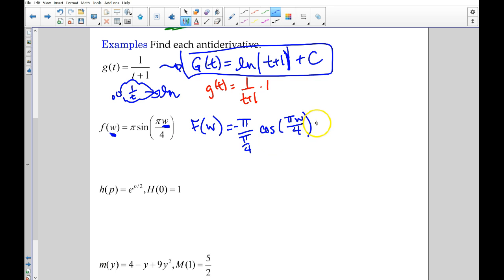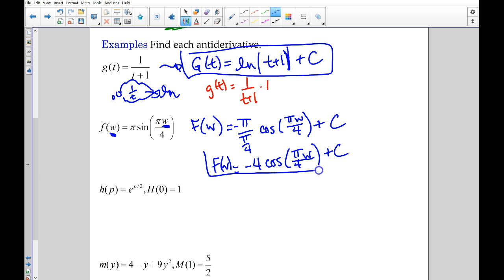And I always want to remember a constant on there if there's no initial condition given to us, which there isn't. I'm going to clean this up just a little bit. I'm going to write this as negative 4 cosine pi by 4 w, plus c. So that would be my general antiderivative for this one. Again, you can check it by performing differentiation.